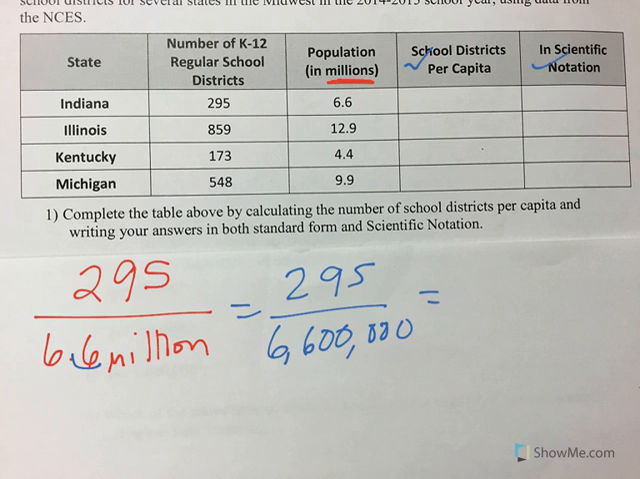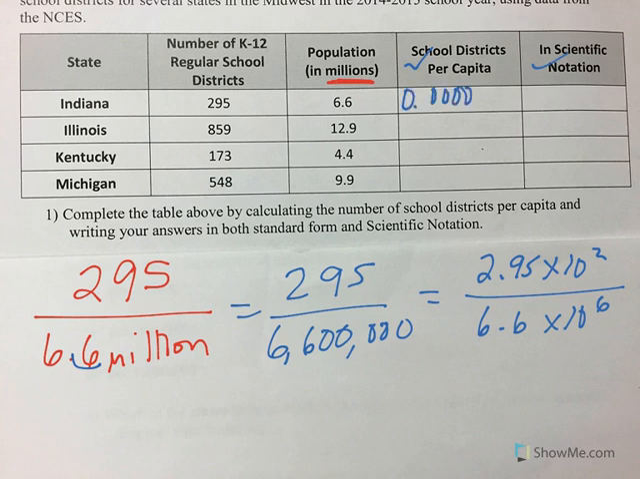Or you could change them both to scientific notation. That would work too, right? That would have been 2.95 times 10 to the second over 6.6 times 10 to the sixth. Either way, mathematically, you should get the same thing. When you do that, you end up with 4 zeros, then 447, and then 4.47 times 10 to the negative fifth. Okay, I'm going to hit pause. I want you to do the same. Do the other 3, and then come back and check your answers.